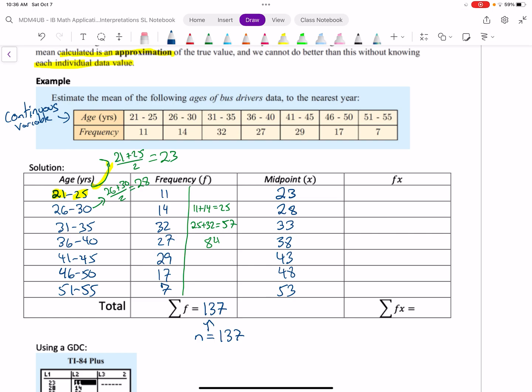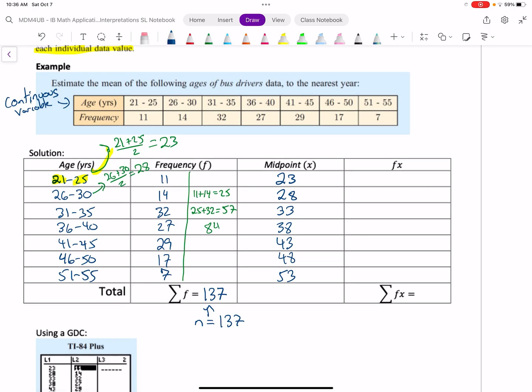So all quite similar. And then if you were to ask to fill this out, but unlikely, you would take the frequency times the midpoint. So it's like you have 11 data points that are 23. The next one, you would have 14 data points that are 28. So we want to take those and multiply them together each time. So let's just fill that in.